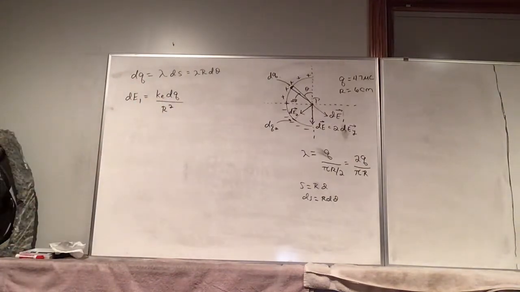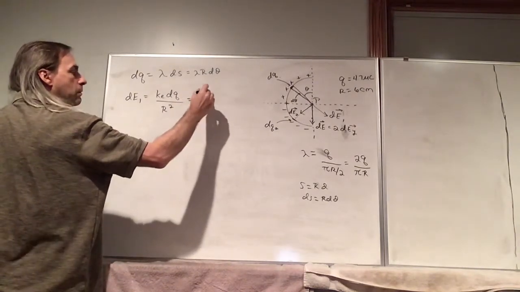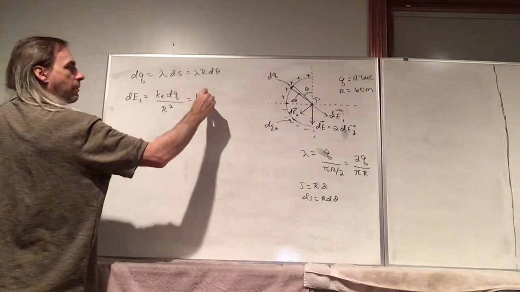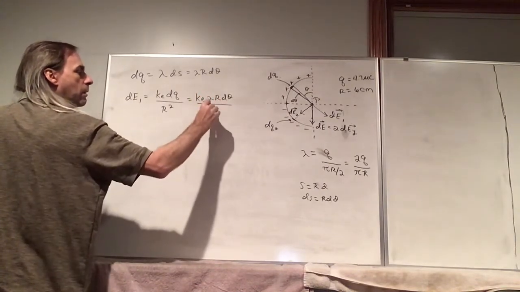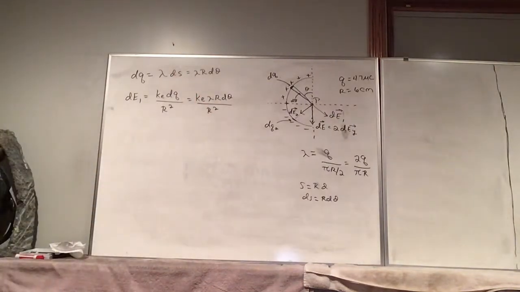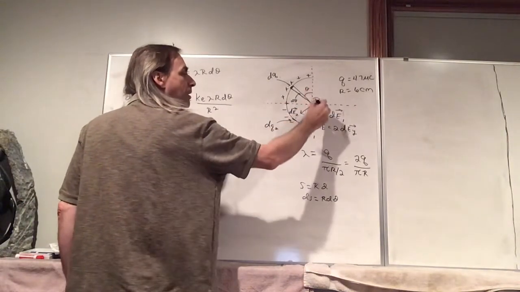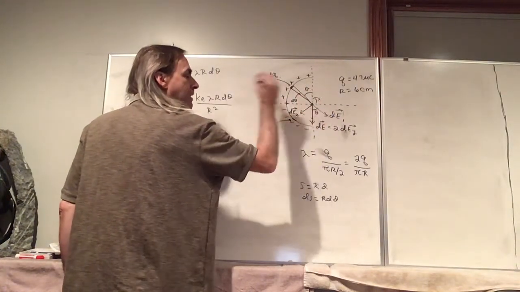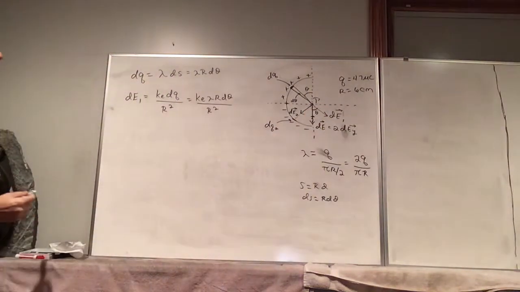That'd be ke dQ over R squared. Okay, we can plug in dQ if we like. So we have lambda r d theta. We'll cancel out that r later. So that's dE1, and we want the y component of this. Like if this angle is theta, this angle is also theta. So the y component we would multiply by cosine of theta.